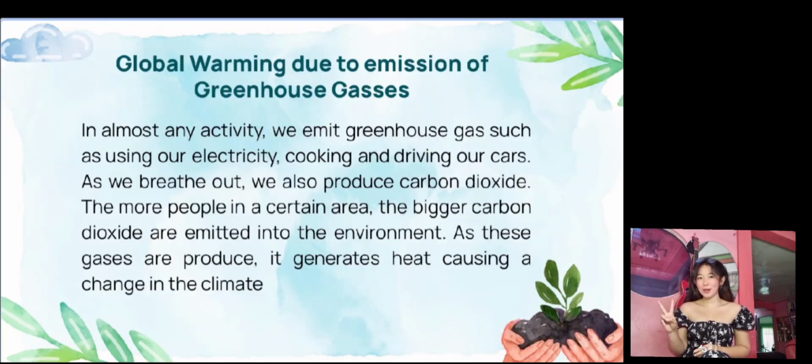Let's proceed to number 2. Number 2 is global warming due to the emission of greenhouse gases. In almost any activity, we emit greenhouse gases, such as when using our electricity, cooking, and driving our cars. As we breathe out, we also produce carbon dioxide. And the more people in a certain area, the more carbon dioxide is emitted into the environment. And as these gases are produced, they generate heat, causing a change in the climate that causes global warming.